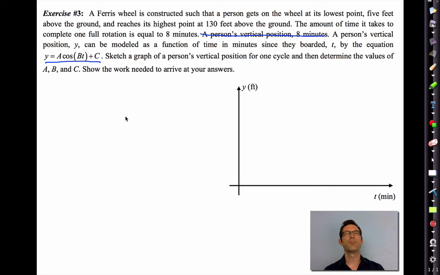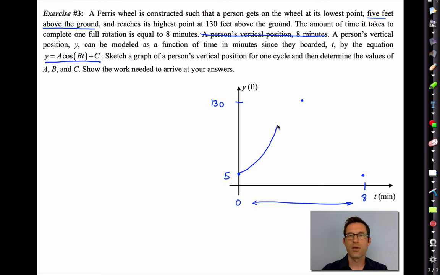All right, let's go through it. Well, it says at t equals 0, the person boards the Ferris wheel 5 feet above the ground. That's right here, 5 feet above the ground. All right, and then it reaches its highest point at 130 feet above the ground. So the highest point is maybe somewhere out here. Then it's got to come back and return to 5 feet above the ground. How long does it take to do that? It takes 8 minutes. So the graph must look something like this.